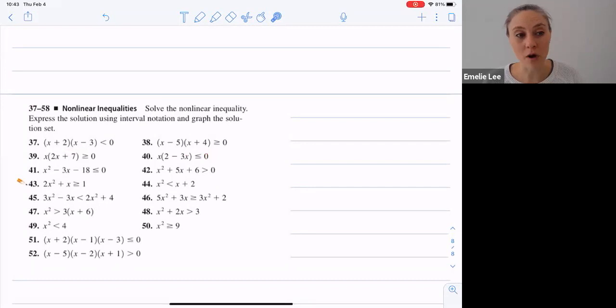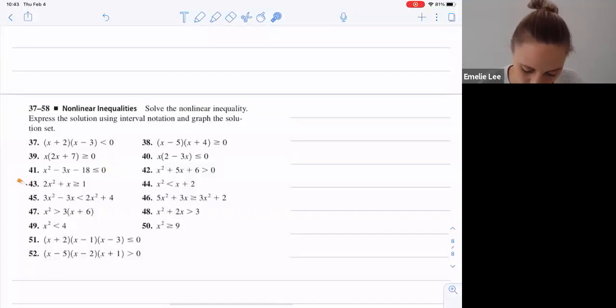Well, move all the terms over to one side so that you have zero on one side of the inequality. These first six questions have already done that. The first four questions have already been factored for you. So of course we're moving from kind of easy to harder questions, but 41 and 42, you know how to factor these quadratics.